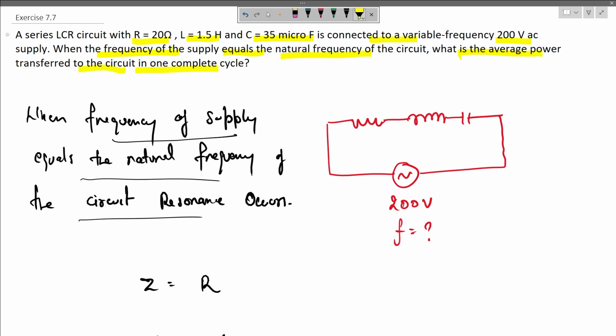Now this question can be pictorially represented like this, where this is the AC power supply of 200 volts, and the frequency is variable over here. Now we have to find out the frequency at which the natural frequency of the circuit is met, or the resonance happens. And at resonance, what is the average power transferred to the circuit in one complete cycle?